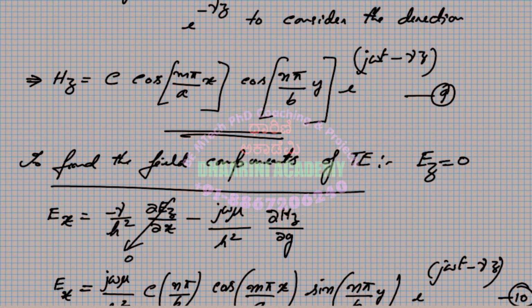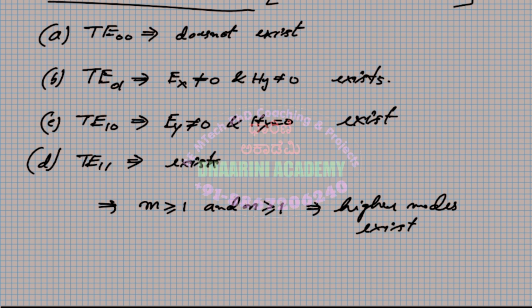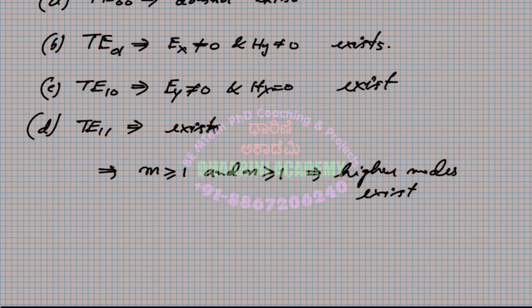Then we also identified the various field components other than the z-axis: Ex, Ey, Hx and Hy, represented by the respective equations. Then we identified the modes that are present in this TE wave. We understood that TE00 is the one which does not exist. Other than that, since at least two of the fields exist in all other cases, we have TE01, TE10, TE11, etc. existing in the rectangular waveguide under the transverse electric mode of wave propagation.